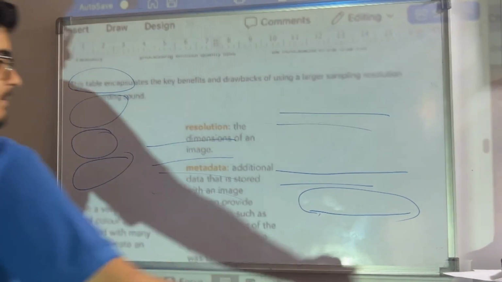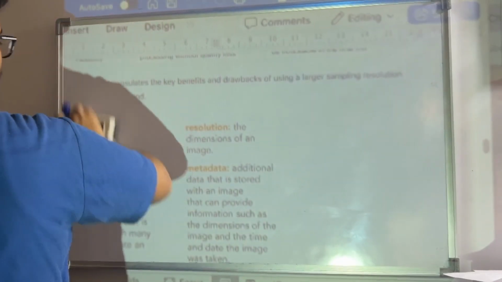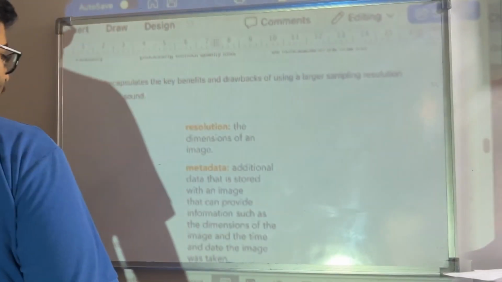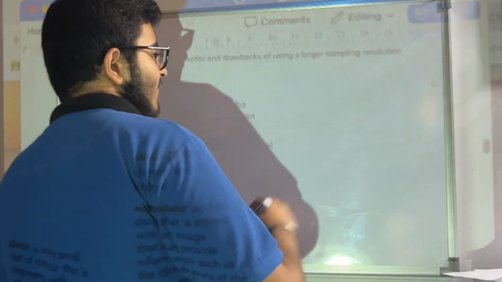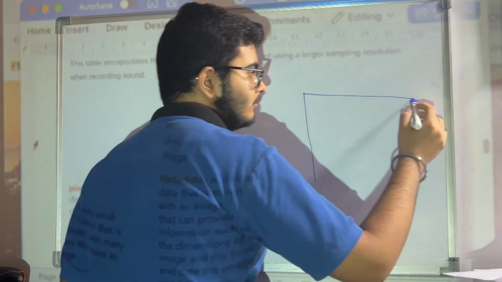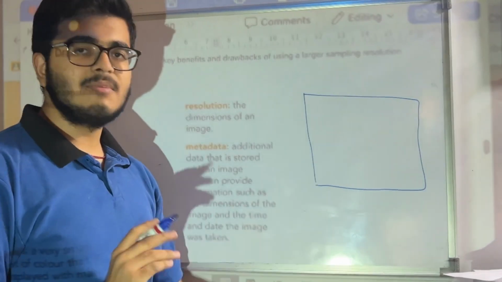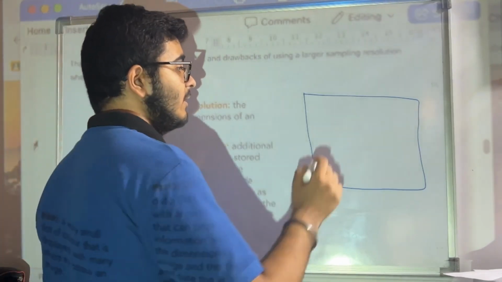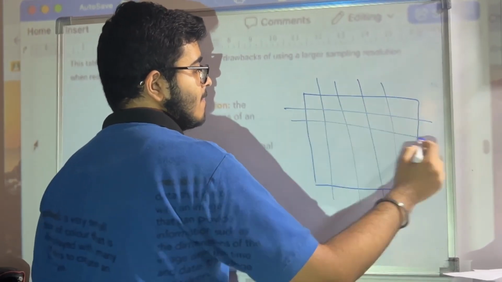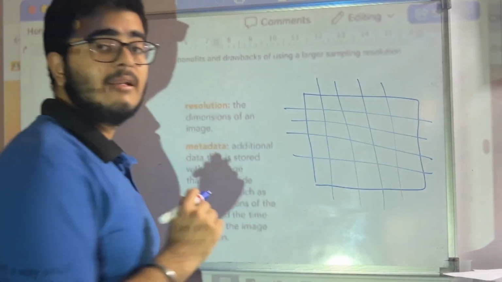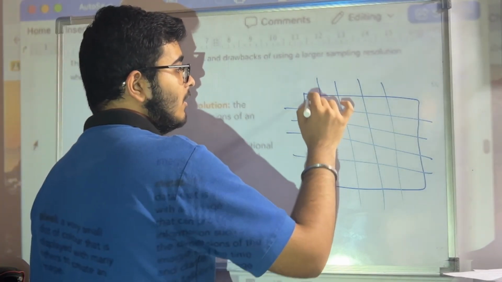Talking about images. How are images stored in a computer system? Okay, let's say I have my image here. This is my image. I need to store this image in my computer. What I'm going to do is divide this image into smaller parts. So I made a matrix, a grid, and I've divided the image into smaller parts. Each part is called a pixel.